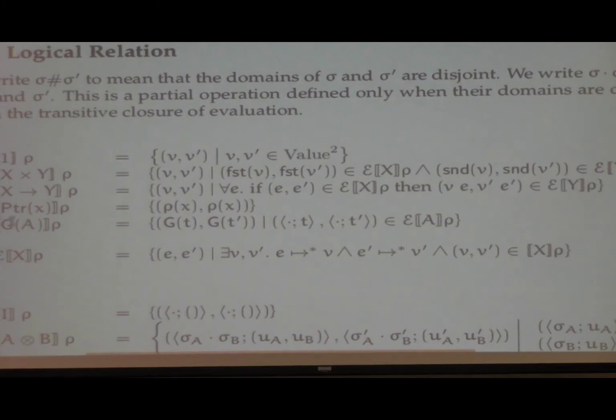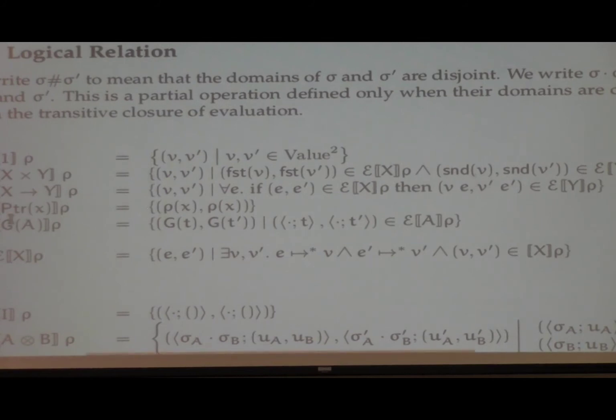And similarly, for the arrow type, we're saying v is equal to v prime at a function type if, given two expressions which are equal at x, so if e equals e prime at x, then we want v of e to equal v prime of e prime at the y type.